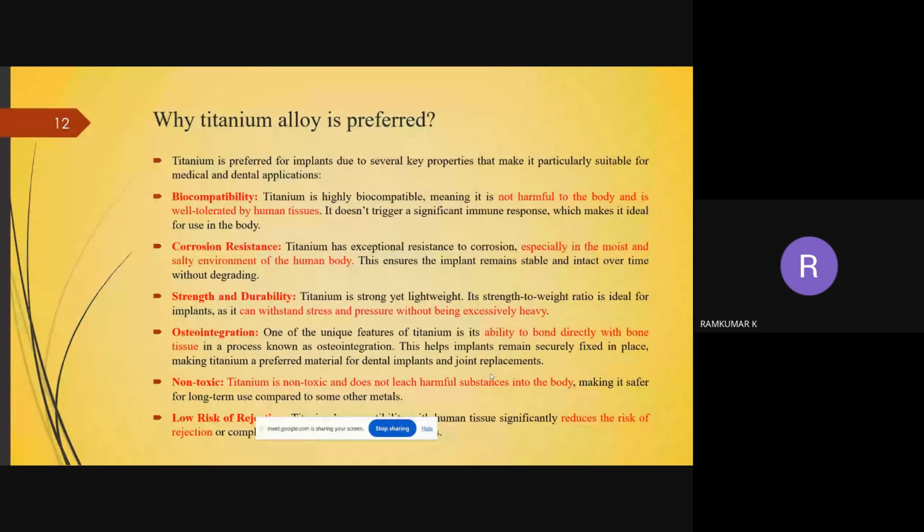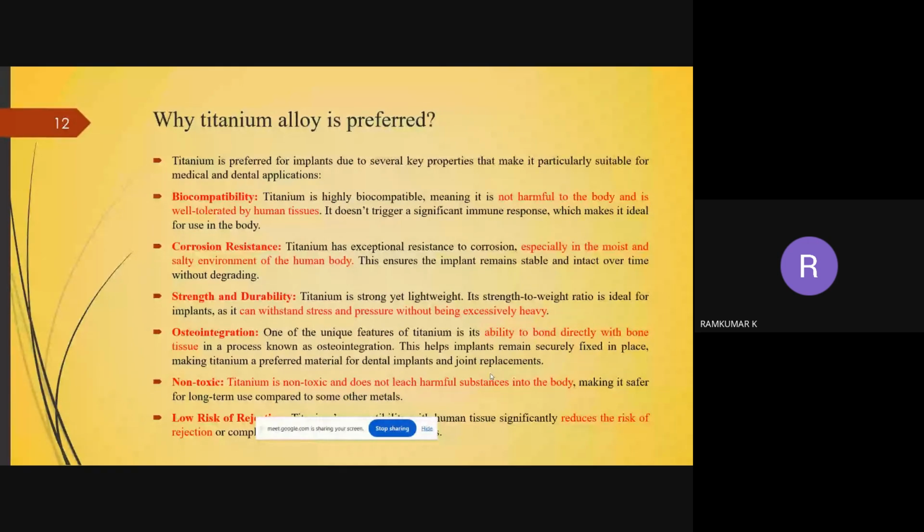So why is titanium alloy preferred, as from the topic? Titanium alloy is preferred because it has good biocompatibility. It is not harmful to the body, and it is well tolerated by human tissues. The next one is corrosion resistance, especially in the moist and salty environments of the body. It won't corrode, and it can withstand stress and pressure without being excessively heavy. Titanium, when compared to other materials, is half the weight of the other materials, but it can withstand more stress and pressure.